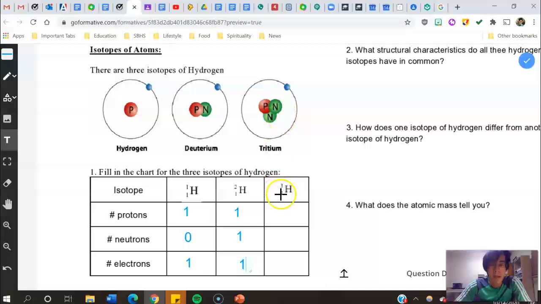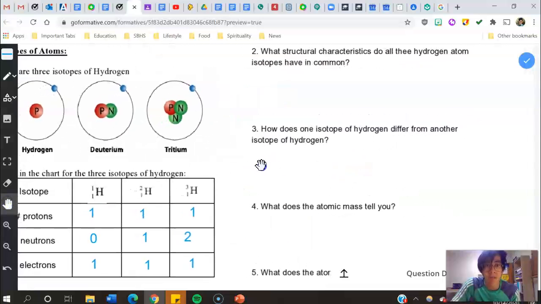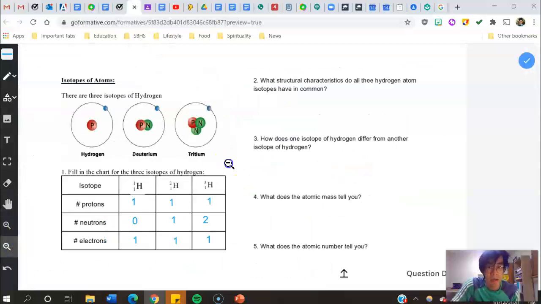Now, tritium is the third isotope of hydrogen. It still has 1 proton, but this time it has 2 neutrons. So 2 plus 1 is going to equal 3, which is my atomic mass, how heavy an atom is in atomic mass units. And then it still only has 1 electron. Okay, so we should see a pattern here. What do you think that might be, looking at this pattern? So let's use this hand signal right here, and we're going to type in the patterns we see. Zoom out a little bit.